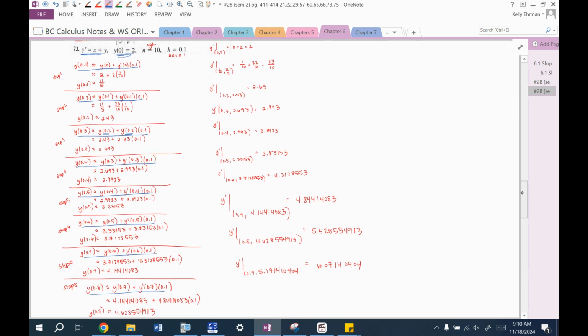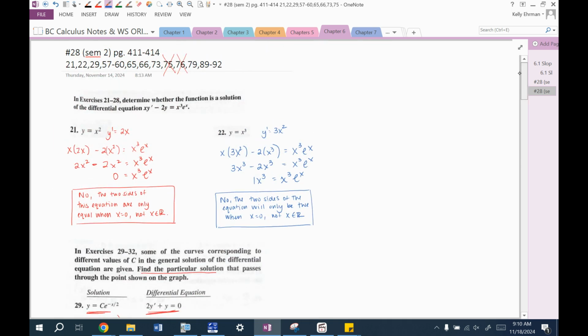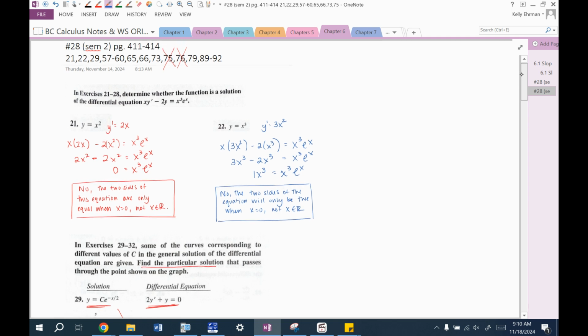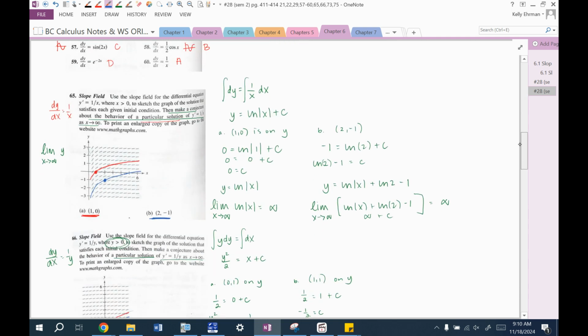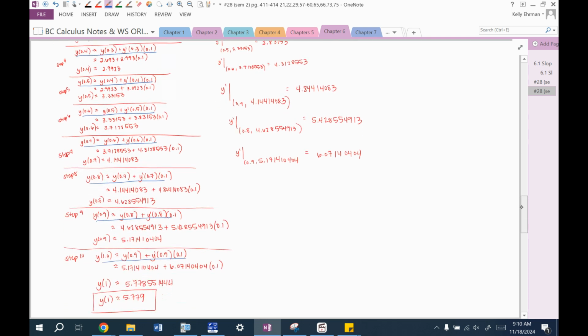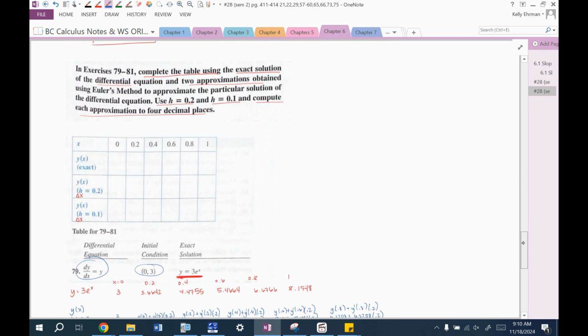For the same reason of just this being overkill, I cut problems 75 and 76 from our assignment. 75 is another like, hey, you do this in 10 steps. 76, I think, was 4 or 5 steps. If you want more practice on this, by all means, do 75 and 76. I can get you those answers. Just let me know. Otherwise, I'm going to skip on to this section.